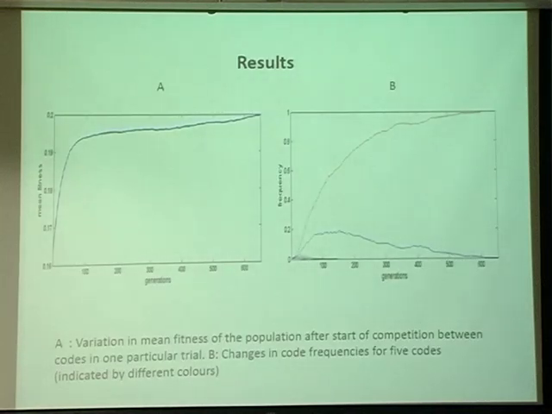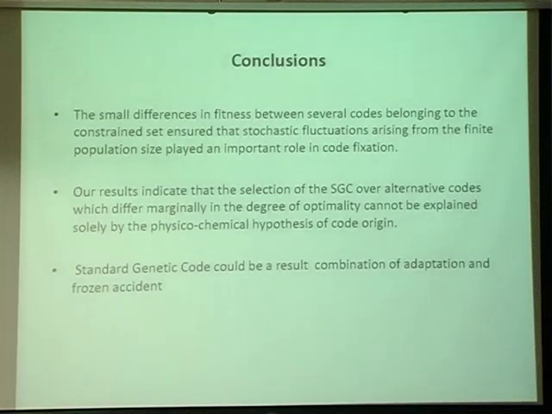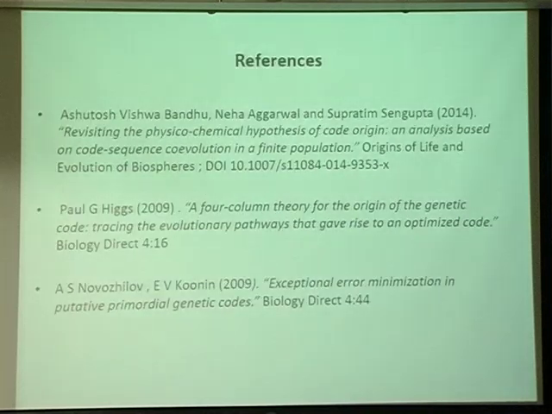And so I will just put the conclusions. Our results indicate that the selection of the SGC over alternative codes which differ marginally in the degree of optimality cannot be explained solely by the physicochemical hypothesis of code origin, and the standard code could be a result of a combination of adaptation and frozen accident. The other references are here, thank you.